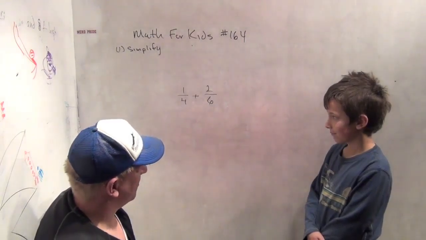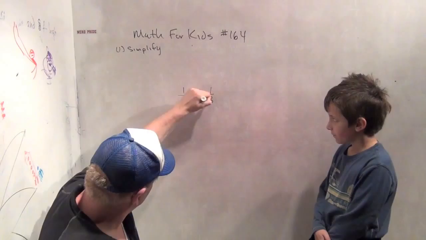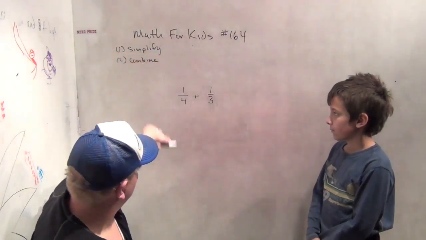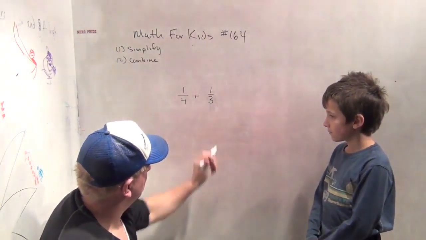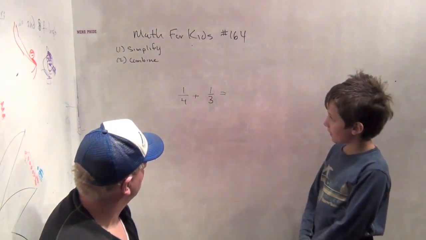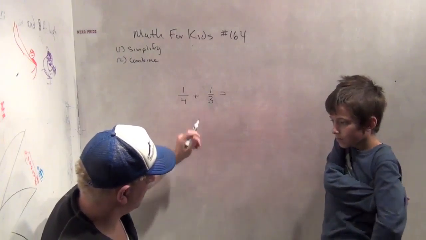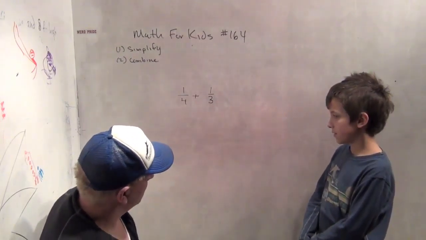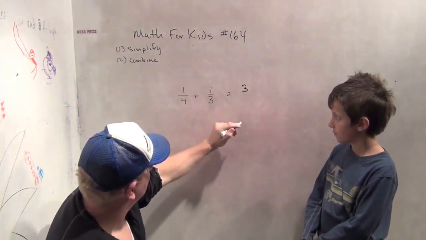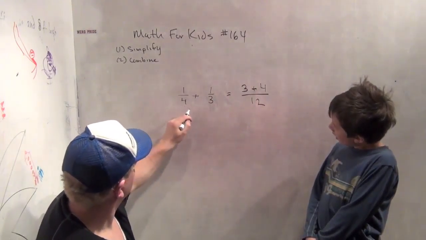So this is the same as 1/4 plus 1/3. Okay, combine. Get a common denominator and combine them. What do you get on the top? You get 7 on the top. You get 3 plus 4, because the common denominator is 12. So this is 3 multiplied by 3 over 3, and 1/4 multiplied by 4 over 4. You get 3 plus 4 over 12, which is 7/12.